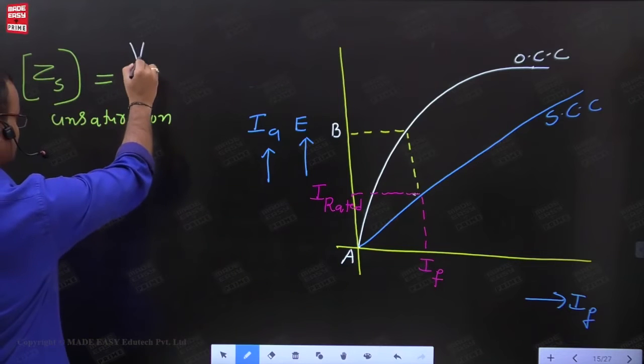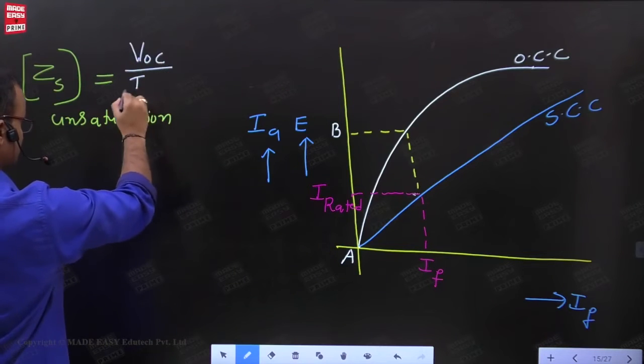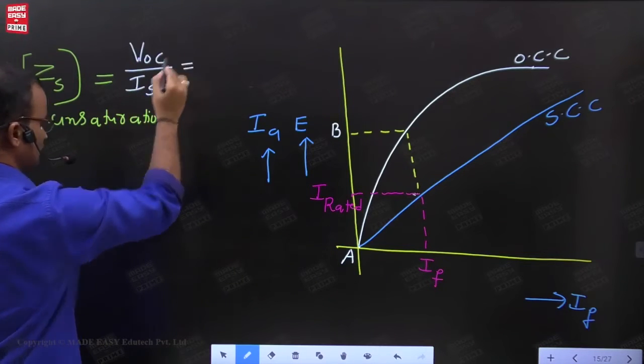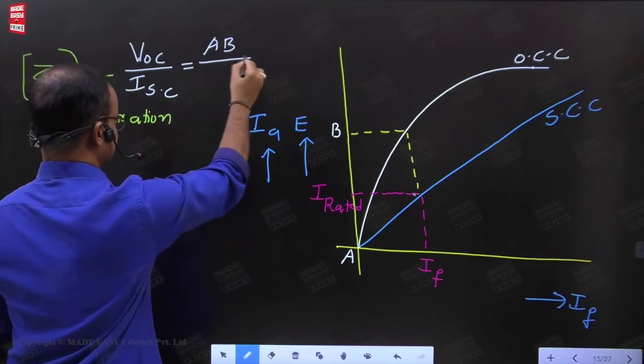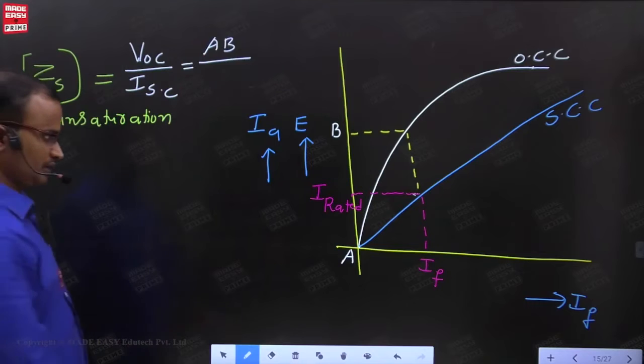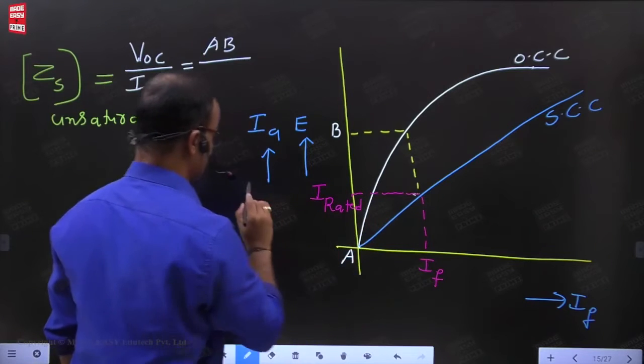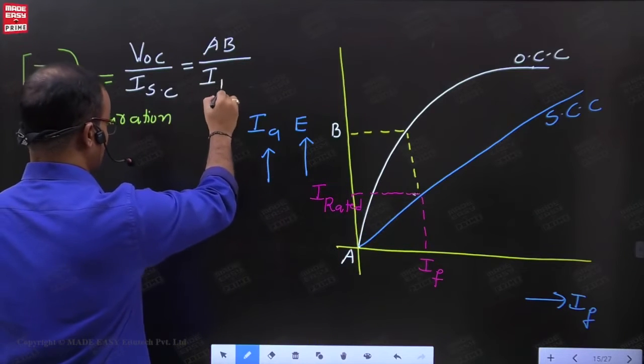Now what is the general formula? It is VOC by ISC. In this example, the open circuit voltage is AB, and ISC is the short circuit current corresponding to the reference we have taken, the rated armature current.